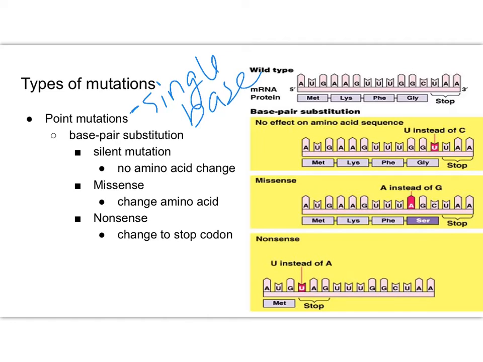So when I have this base pair mutation, I can have three basic things that can happen. I can have what's called a silent mutation. This silent mutation right here has no effect. If I look at my original on the top, I'm producing methionine, lysine, phenylalanine, and glycine, and then a stop codon. With this base pair substitution, where I substituted a U instead of a C, I still have, it has no effect. And since that will not affect the phenotype, that is considered a silent mutation. There is no amino acid change, so it's neutral.